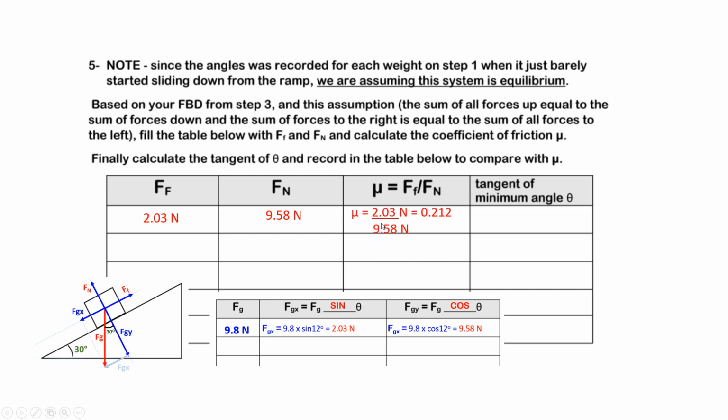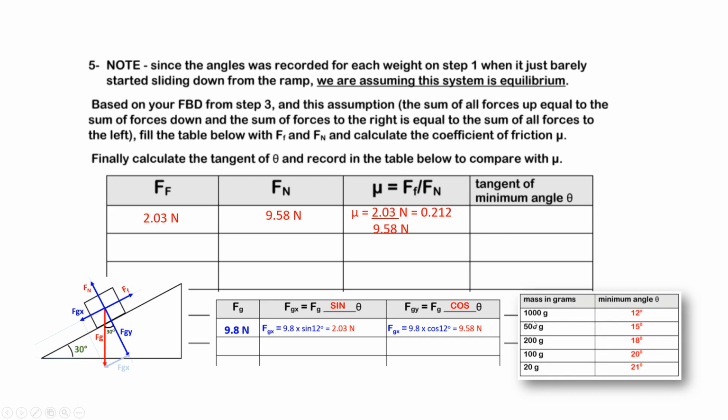To find the coefficient of friction, we divide the force of friction by the normal force. We cancel those units, and the coefficient of friction for our first weight is 0.212. Now, for this column, we are going to calculate the tangent for this minimal angle. So the tangent of 12 is 0.212. Very similar, but why? That's part of your lab: to complete this question.